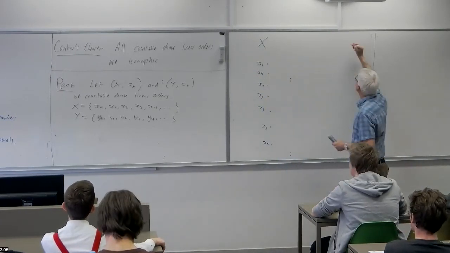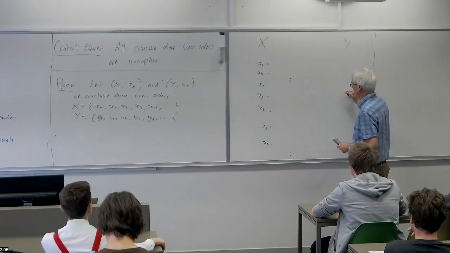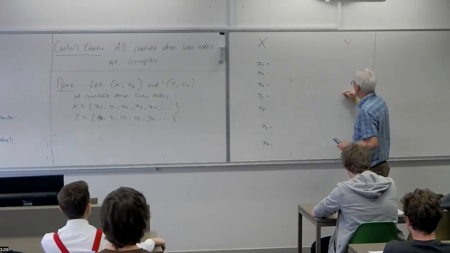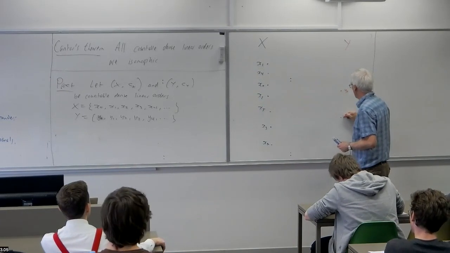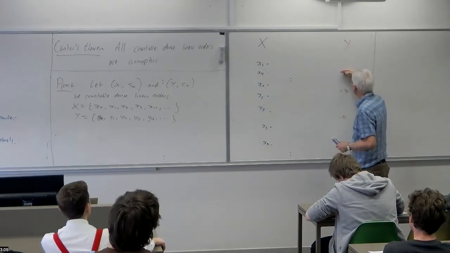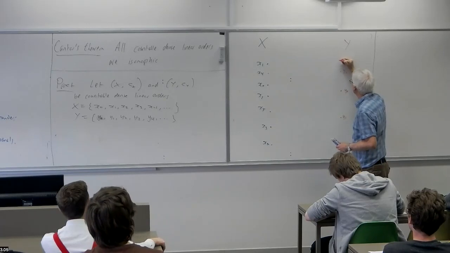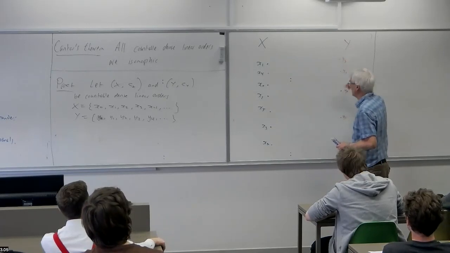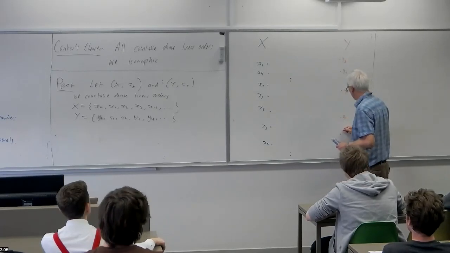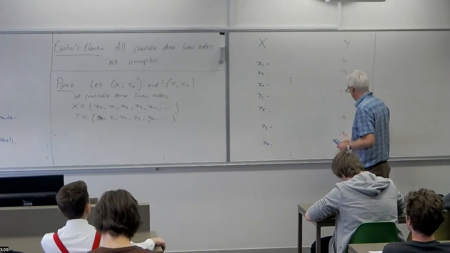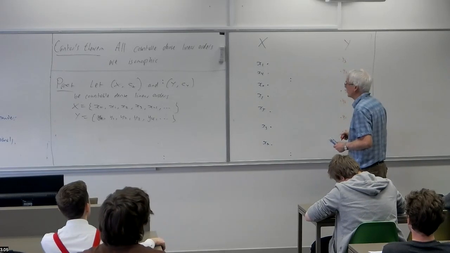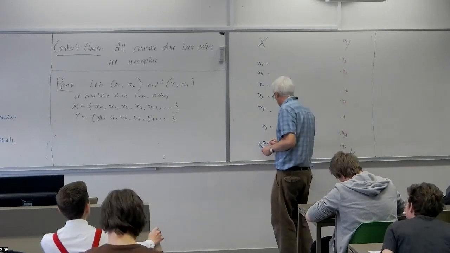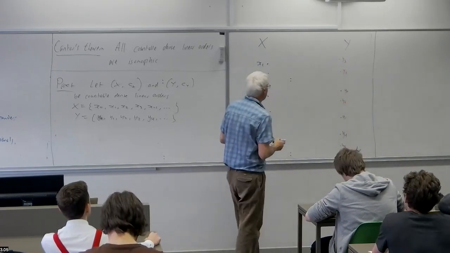Let's do Y in red. So maybe we've got Y0 here, and Y1 might be down here, and Y2 say up here, Y3, Y4, Y5, Y6.